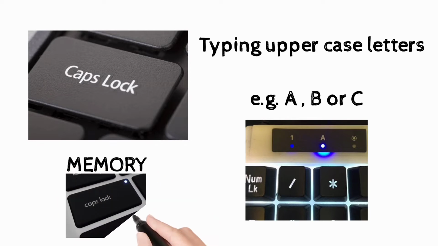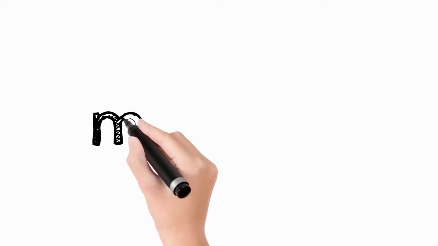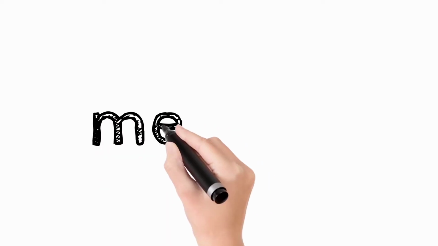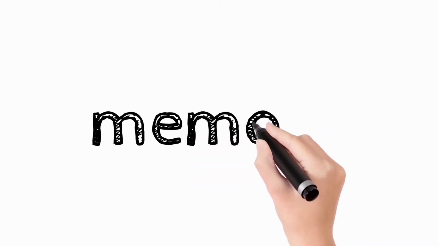If you press the caps lock key again, you will find that the caps lock key indicator is off. Now, if we type a letter, it will appear in small or lowercase. For example, if you type the word memory, it will appear like this.